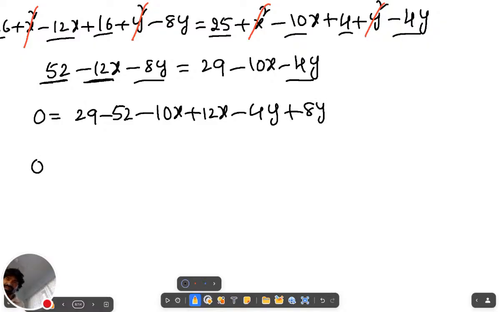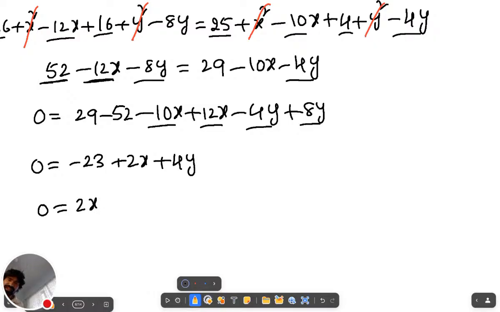Now it is equal to 29 minus 52, which is minus 23. Minus 10x plus 12x is 2x. Next, minus 4y plus 8y is plus 4y. So otherwise we can write it as 0 is equal to 2x plus 4y minus 23.